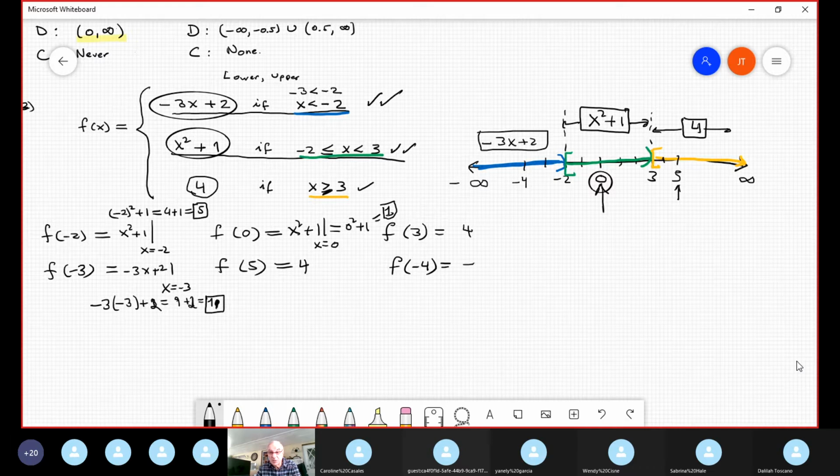and the expression associated with the blue is minus 3x plus 2, evaluated at negative 4. So negative 3 times negative 4 plus 2, this is 12 plus 2, 14.